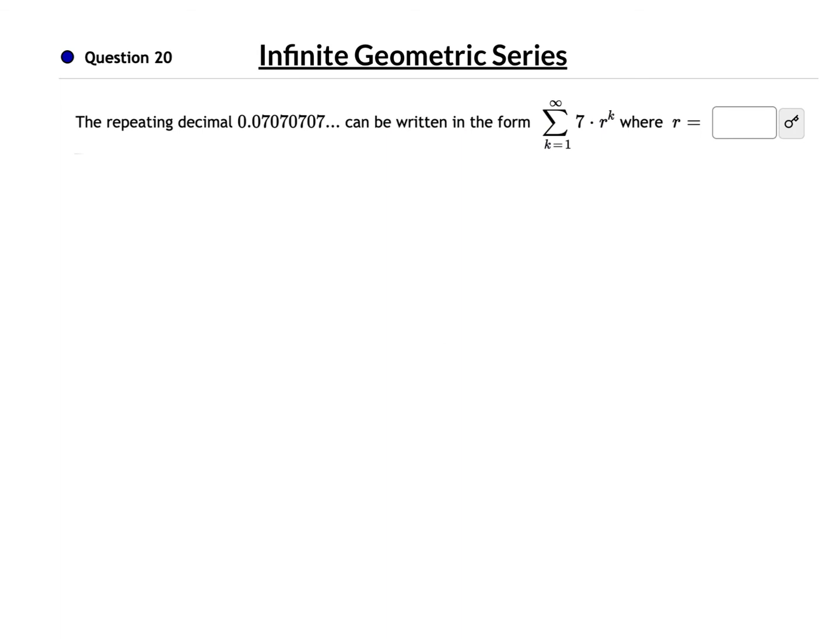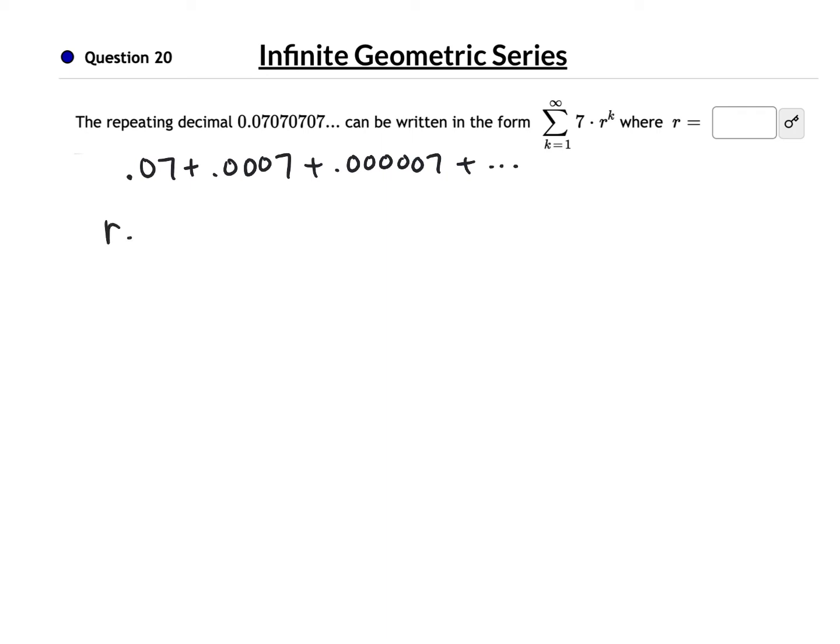Question 20. We have a repeating decimal. We can write that as a geometric series. This is 0.07 plus 0.0007 plus 0.000007 and onward.